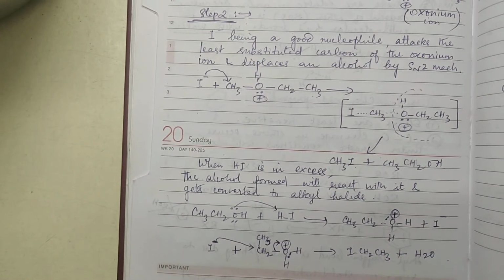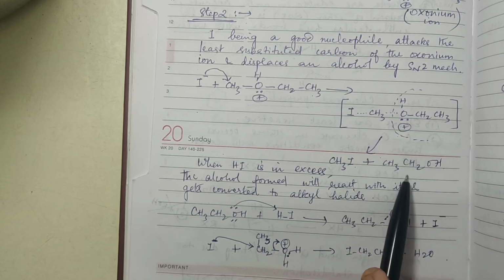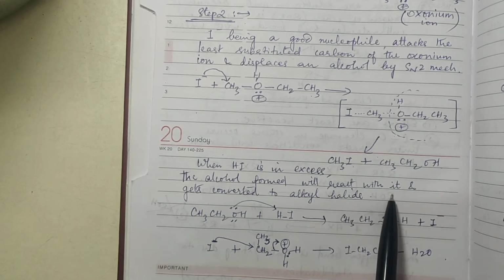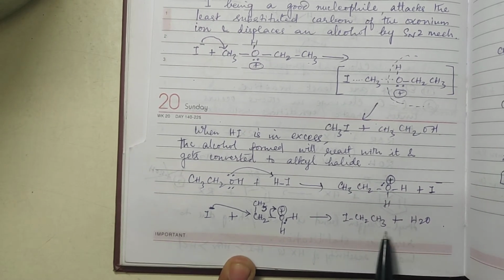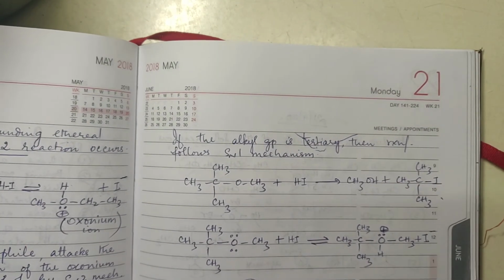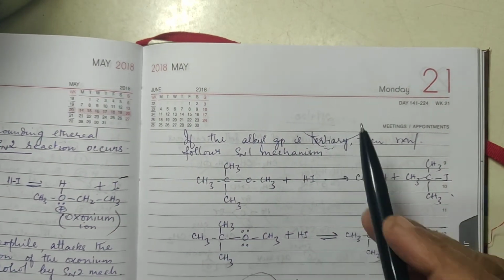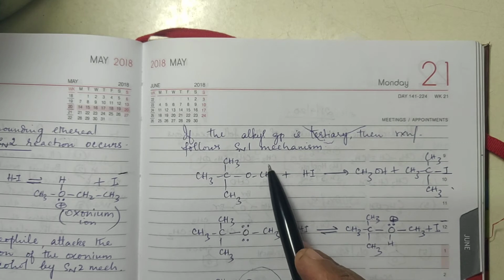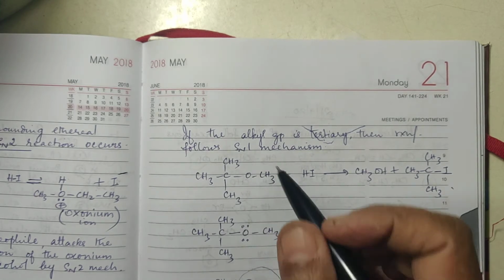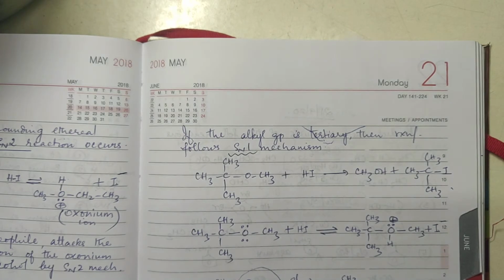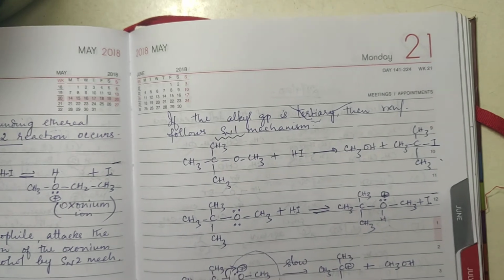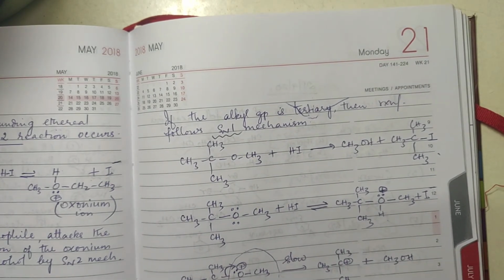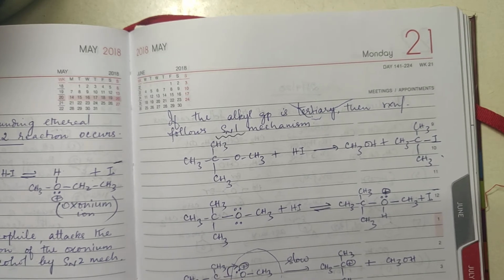Now when HI is in excess, then this alcohol that is formed will react with that excess HI and convert that also into alkyl halide. So you will get CH3CH2I plus water. Now if the alkyl group is tertiary, like this is a tertiary alkyl group and this is a simple methyl group, then in that case the SN1 mechanism is followed. Now what happens in the SN1 mechanism? You know very well that in SN1 the tertiary carbocation is more stable, is it not?